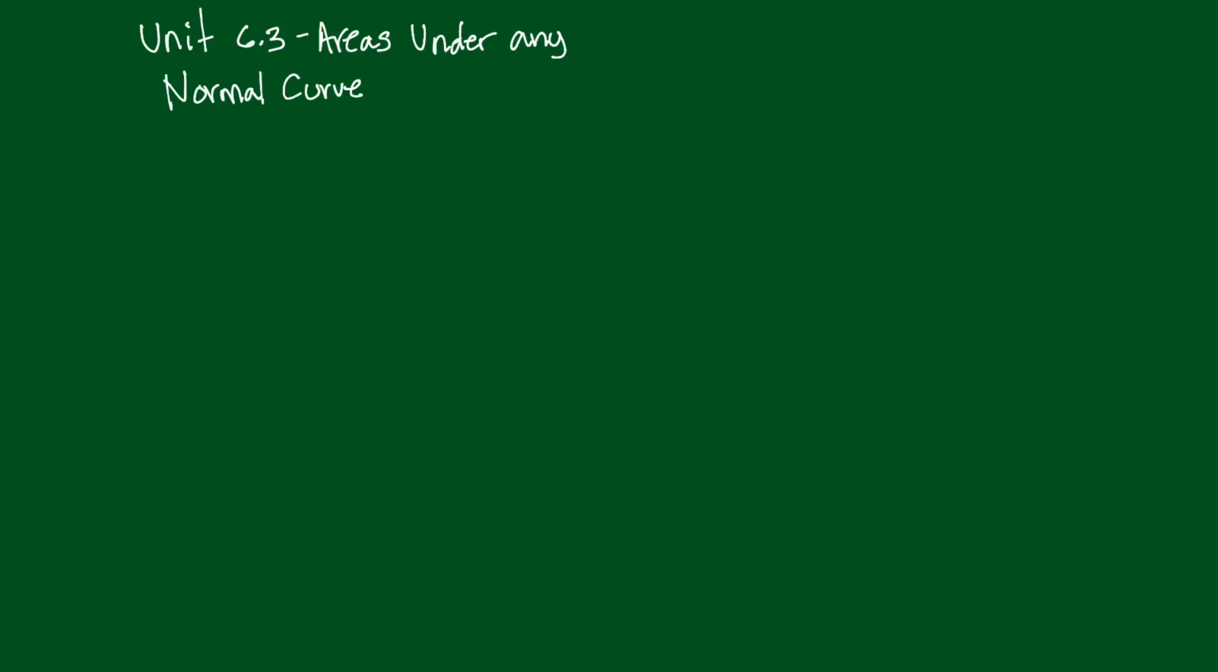We're going to take a look now at areas under any normal curve. In that last unit, we took a look at z-curves. These were standard normal curves, curves that have already been converted to z-values. The high point was 0.